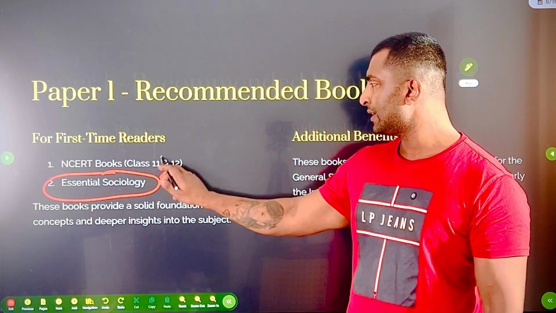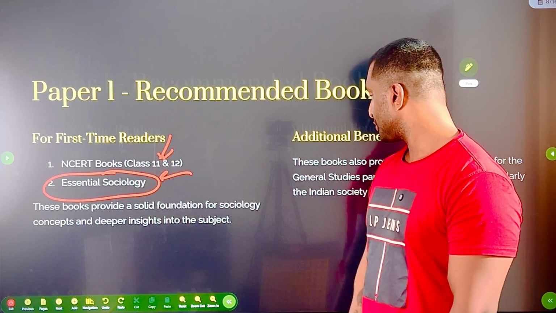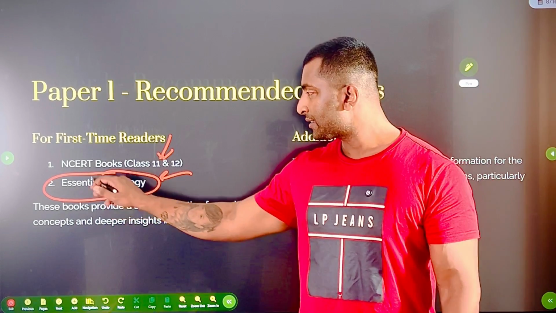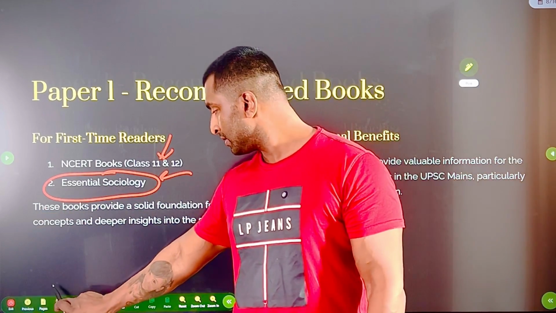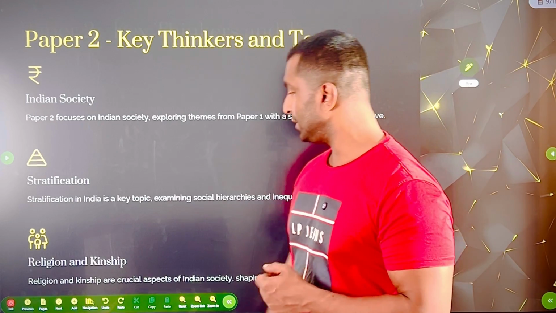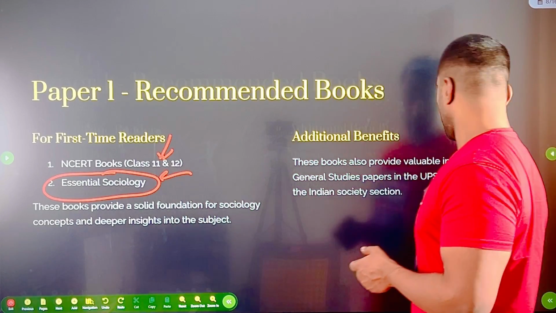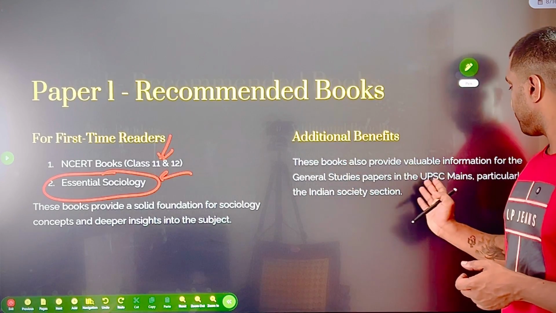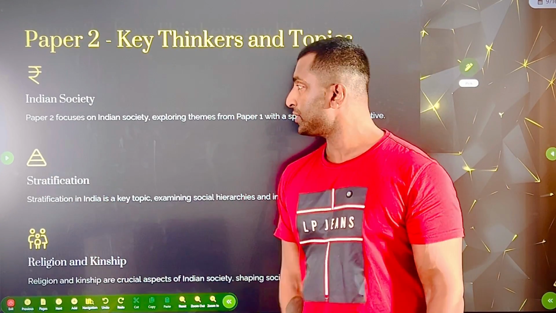So the basics, this is what you need: NCERT and then Essential Sociology. If you don't have a coaching program, still these two will work because the topics and syllabus are covered. At least for your answer writing and test series, you should be looking at a teacher, okay? So you'll get very good basic information about this, and the entire syllabus will be covered, especially with Essential Sociology.